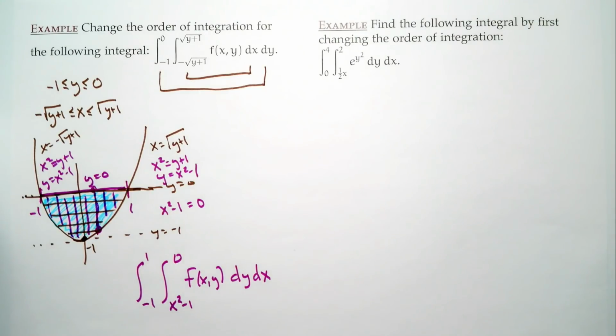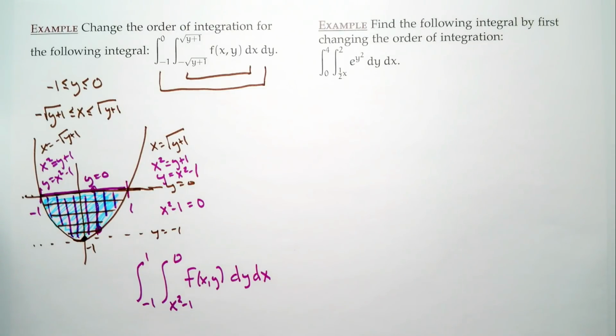Find the following integral by first changing the order of integration. Now you might say, why bother? Let's just integrate. Okay. How do you integrate e to the y squared? Good, that's the correct answer. You don't. You can't integrate e to the y squared. It's something that we just can't do. We don't have the technology to do it.